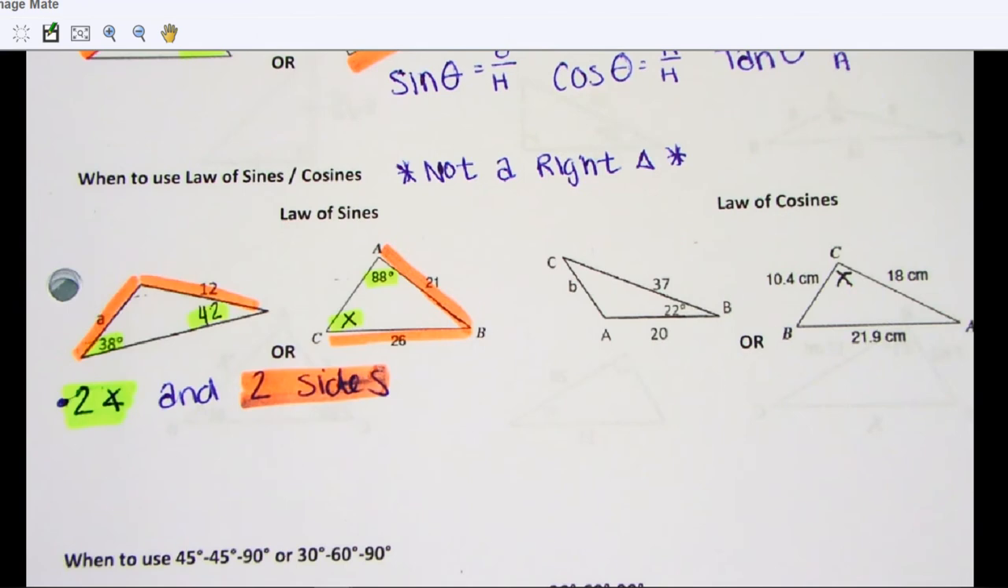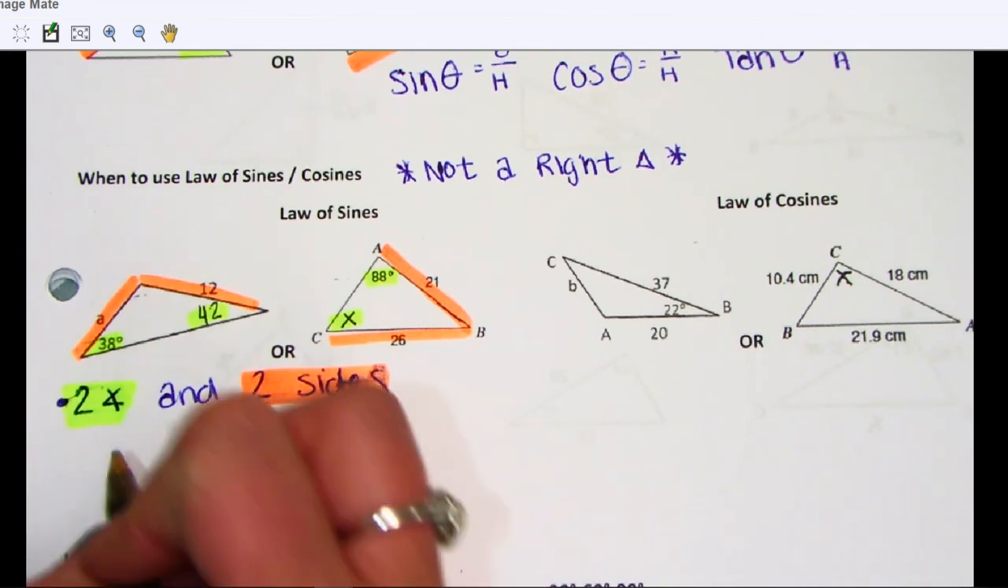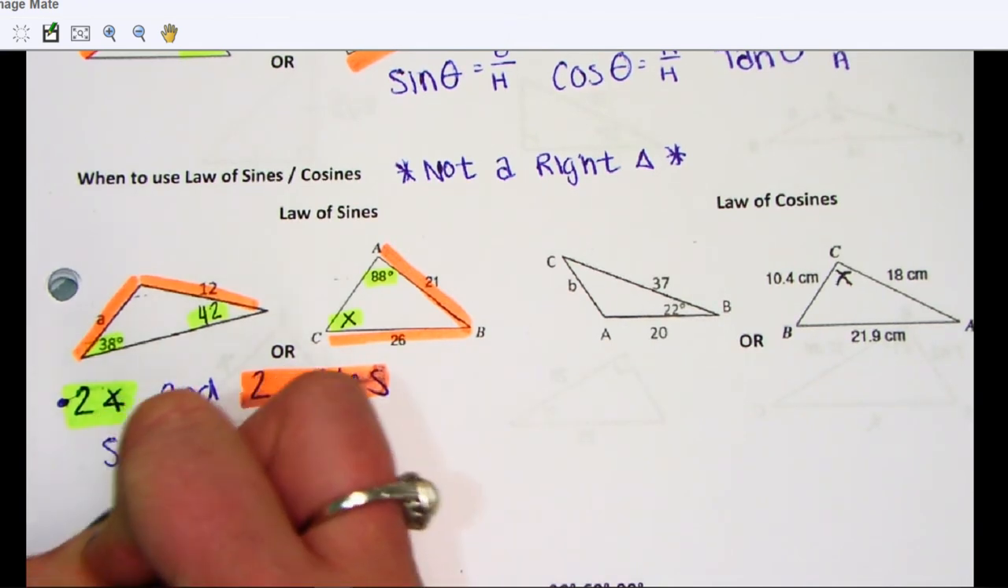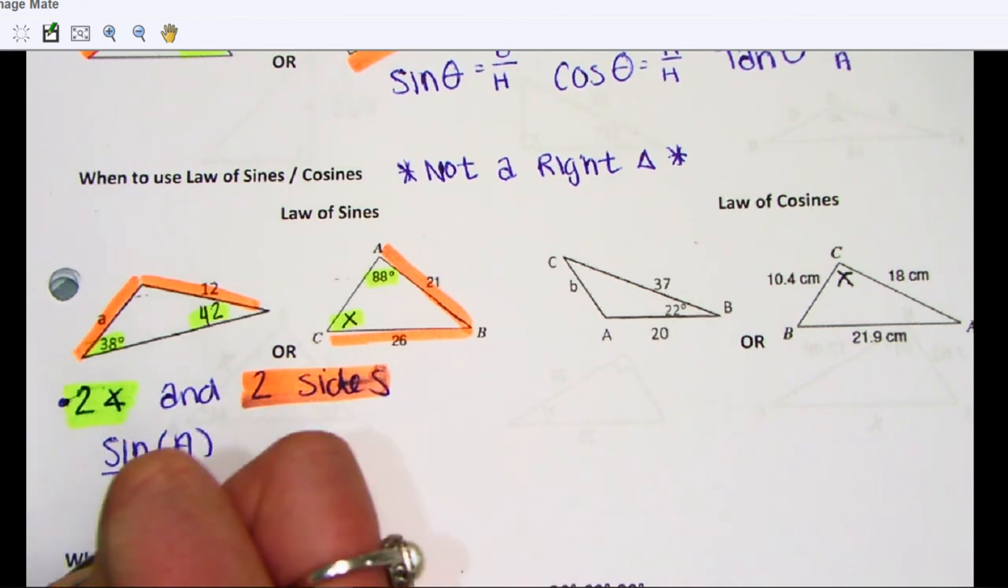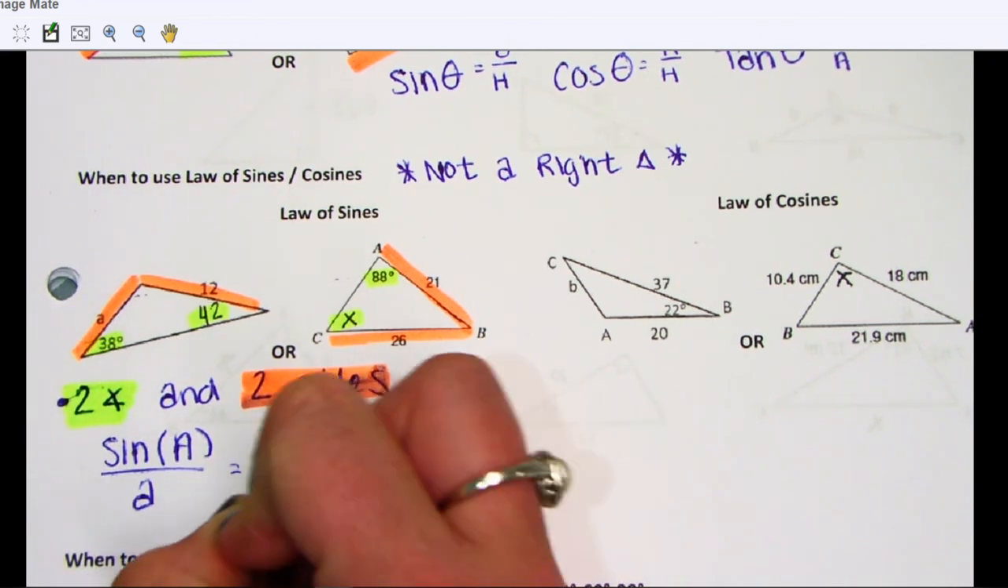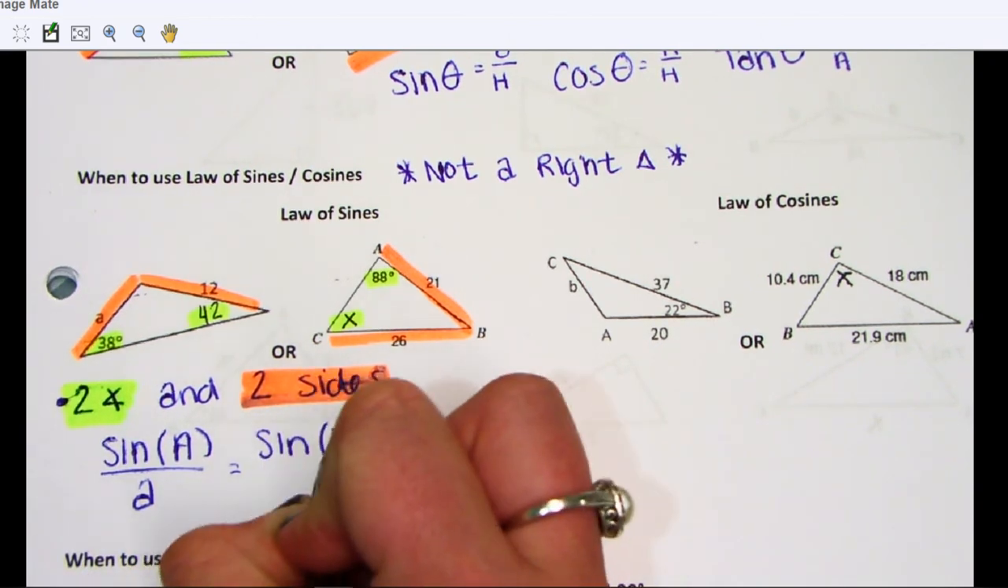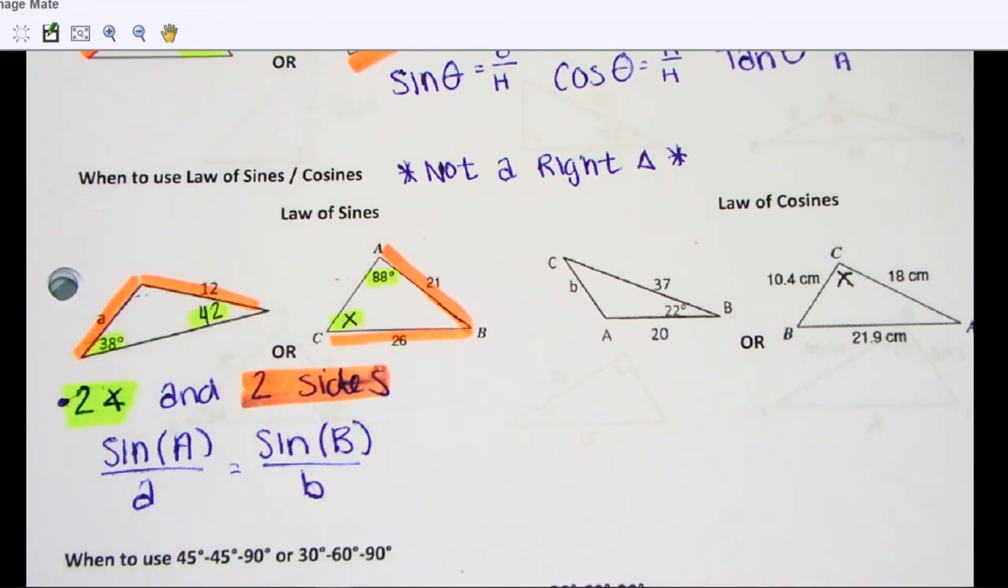As far as the equation goes for law of sines, remember it's sine of capital A over little a equals sine of capital B over little b. The law of sines is a proportion. That's why you have to have two angles and two sides. Since it's a proportion, you have to have two angles and two sides to balance out the proportion.